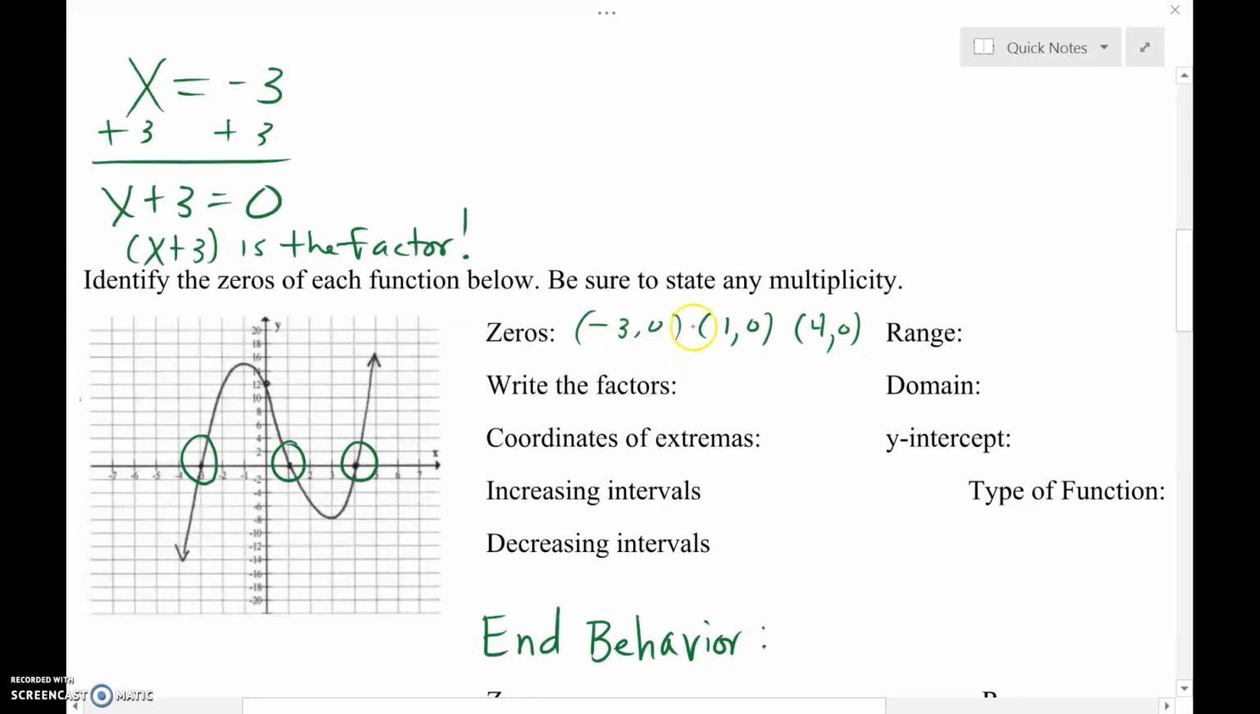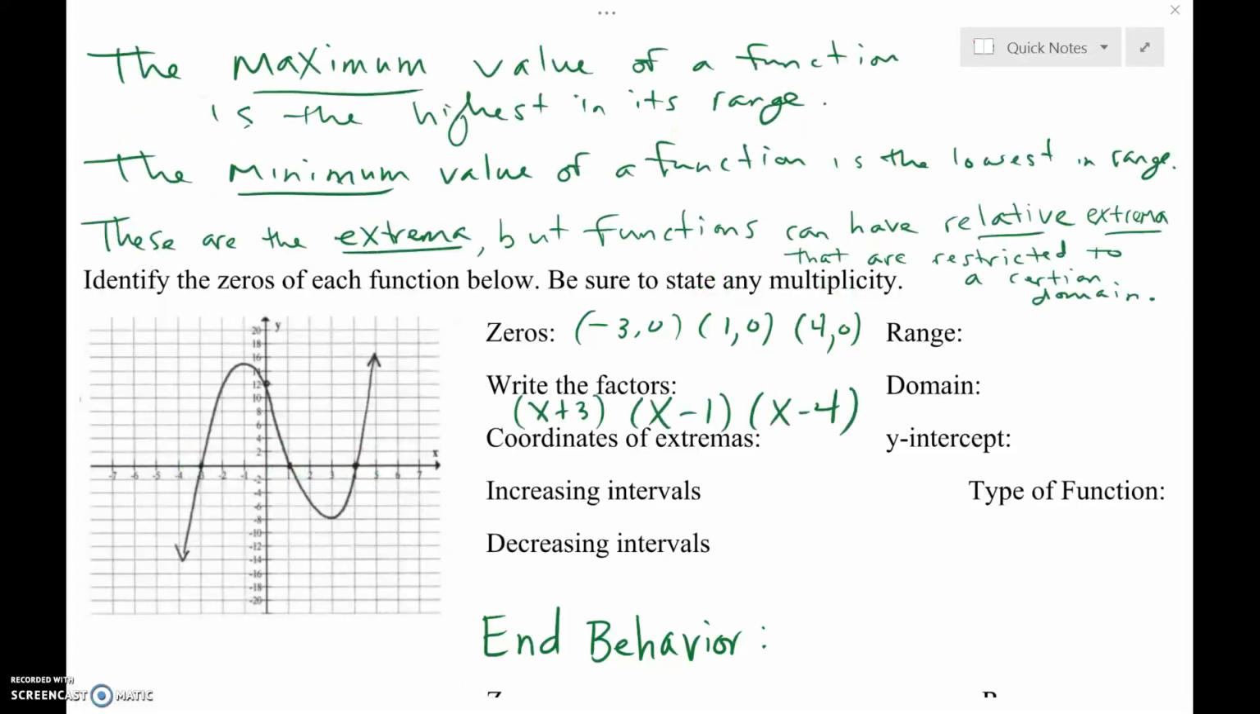So really quickly, you could probably see I'm doing the opposite of what happens here. So my next factor would be x minus 1 for this, and x minus 4 for this x-intercept. And that's how I would find the factors really quickly.